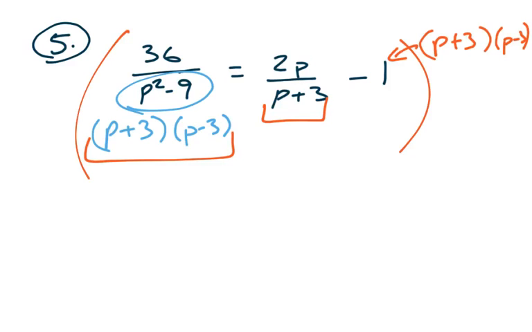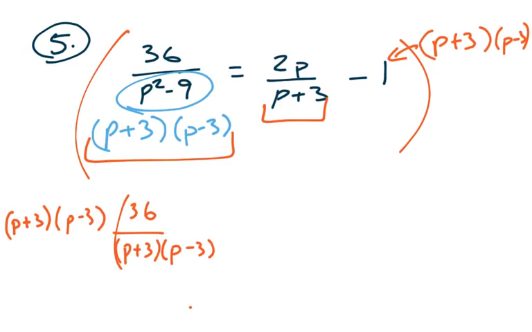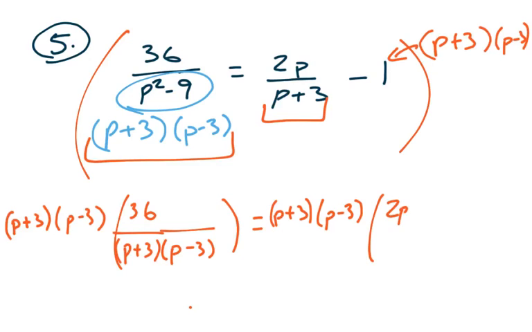So let's go through and do that. So we will get p plus 3 times p minus 3 times 36 over, I'm going to write as p plus 3, p minus 3. This is going to equal p plus 3 times p minus 3 times 2p over p plus 3 minus, now 1 times p plus 3 times p minus 3 is going to be 1, minus p plus 3 times p minus 3.